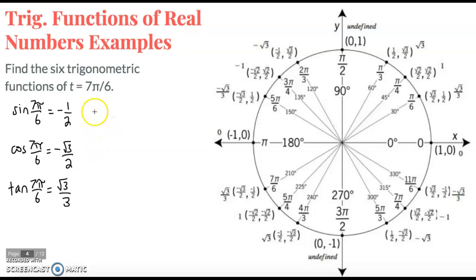Lovely. To find your reciprocal identities then, we just need to write pi's correctly, and then find the reciprocal or flipped versions of our first 3 trig functions. All right, so when I flip negative 1/2, I get negative 2 over 1, which is just negative 2.